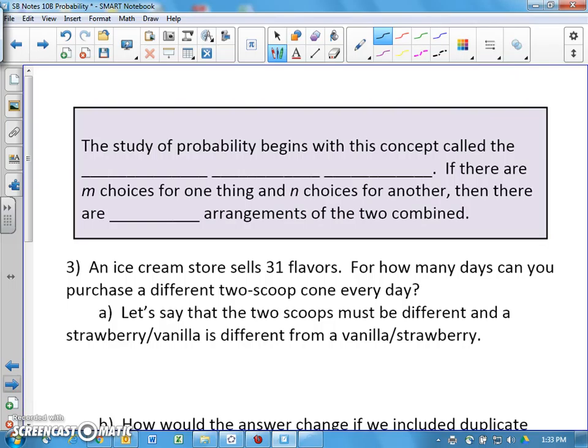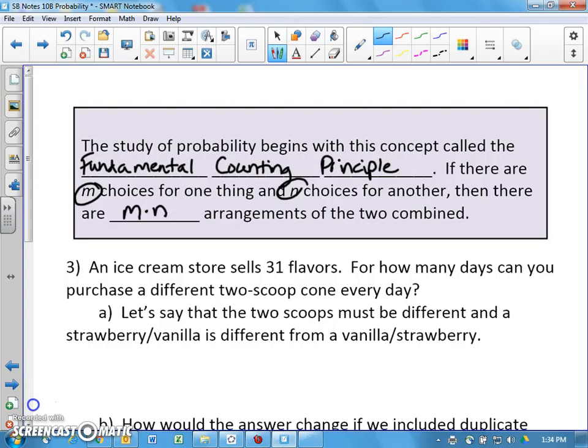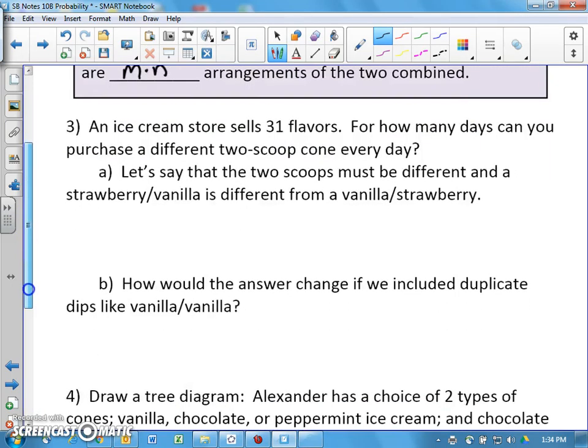The study of probability begins with this concept, and it is called the fundamental counting principle, which basically says if there are m choices for one thing and n choices for another thing, then there are m times n arrangements of the 2 combined. So let's see how this works out.